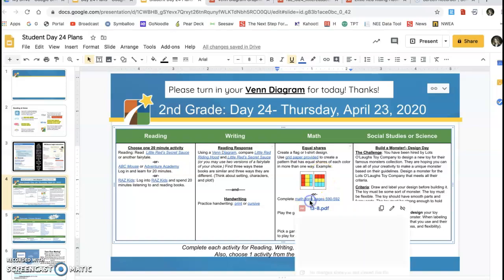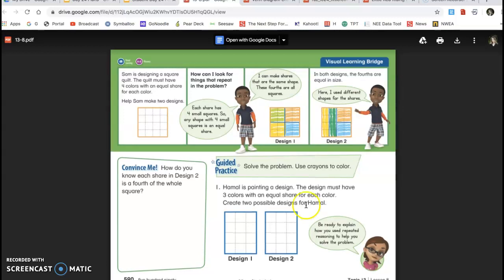So I'm going to open up first to our Envision page. For Envision, what I want you to take away from today is that with our designs, each share has equal parts between design 1 and design 2. They might be in different shapes, but they'll have the equal shared parts. So here, let's count how many squares are green in design 1. I know they're different shades of green, but that's okay. Ready? 1, 2, 3, 4.